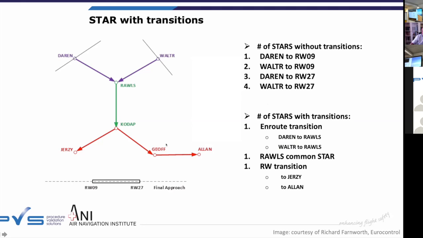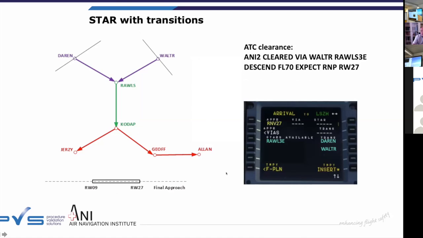Using transitions, you have again only one common star, which you can see here. It's the green part here. This is the star. And you have an en route transition from either Walter or Darren. And then you have runway transitions depending on the landing runway in use, the red lines, going to either Allen or Jersey. You have a view towards the FMS.